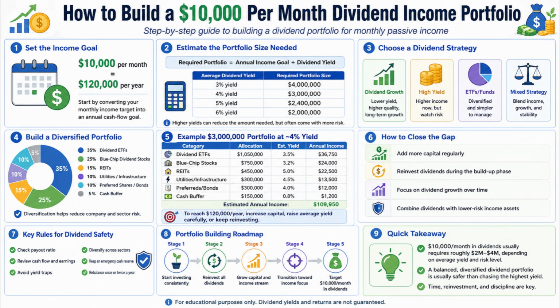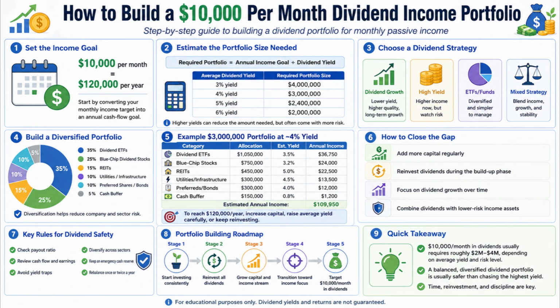Moreover, reinvesting dividends during the building phase can make the portfolio grow faster over time. Instead of spending the dividends immediately, reinvestment buys more shares, which can create more future dividend income. At the same time, adding new money regularly can speed up the journey toward the target.